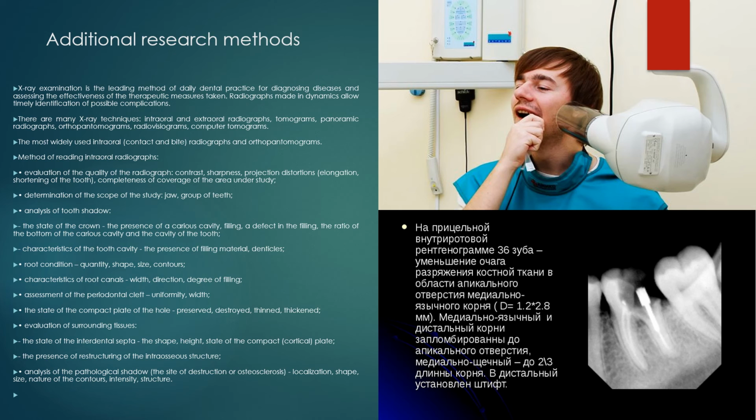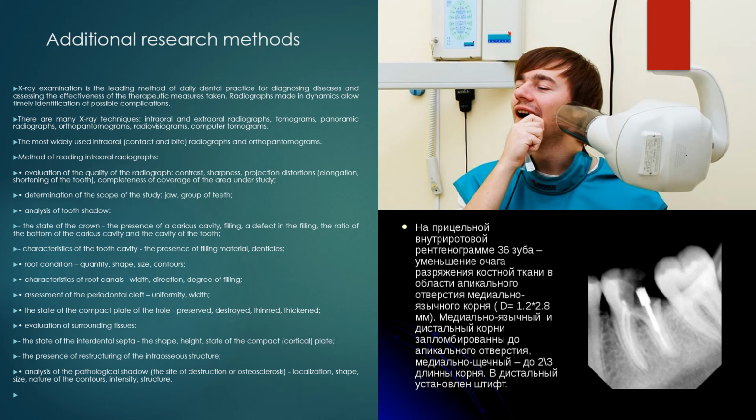Methods of reading an intraoral radiograph. First is the evaluation of the quality: the contrast, sharpness, and projection disorders. Next is the determination of the scope of the study, jaw or groups of teeth. Next is the analysis of the tooth shadow, the state of the crown, the presence of a carious cavity, filling, a defect in the filling, the ratio of the bottom of the carious cavity and the cavity of the tooth or the pulp cavity.